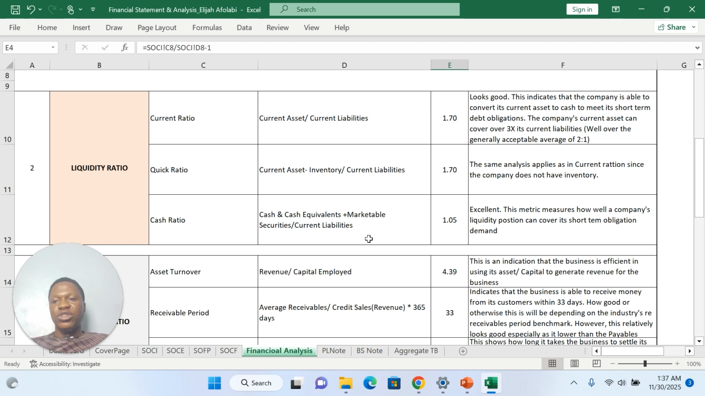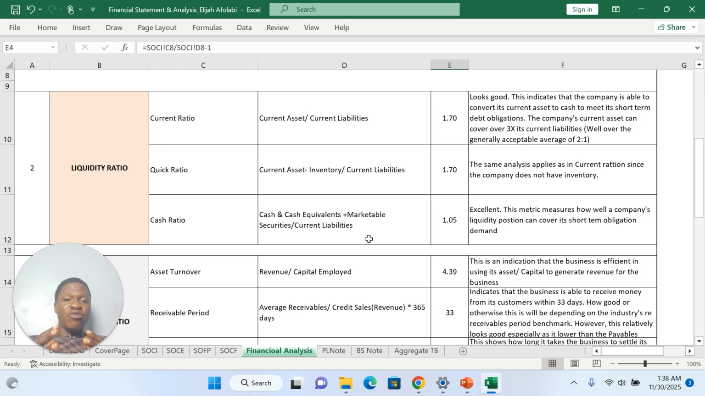Then the next one is cash ratio. We now look at all cash and cash equivalents plus marketable securities over your current liabilities. Those are instruments that you can easily convert to cash without losing value, relatively. So that is why the formula is cash and cash equivalents plus marketable securities over current liabilities. Marketable securities may be like treasury bills, those securities that you can easily convert.